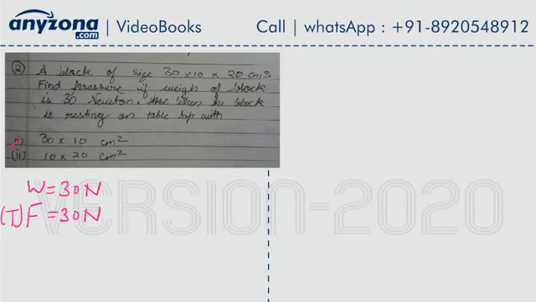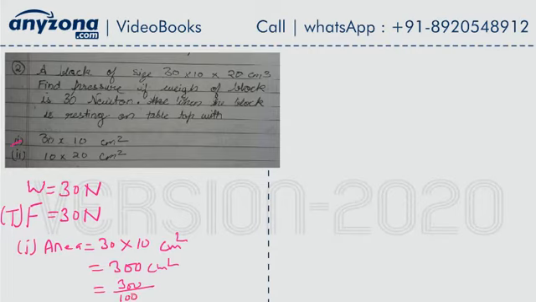Okay, so there are two parts. When the block is resting on a tabletop with 30 times 10 cm square and 10 times 20 cm square. So let's solve the first one. In first, area is 30 times 10 cm square. When you multiply, it becomes 300 cm square. And when you have to convert cm square into meter square, just divide it by 10,000. So 300 divided by 10,000 meter square.